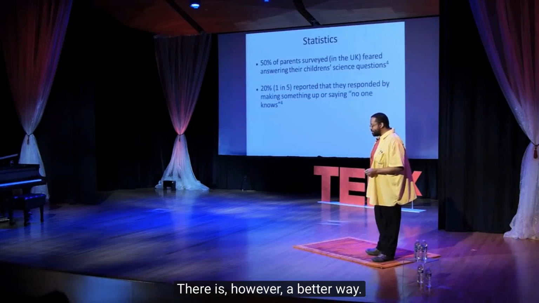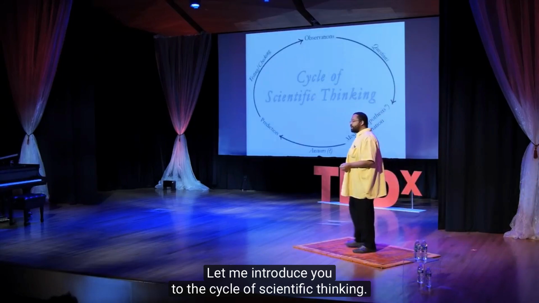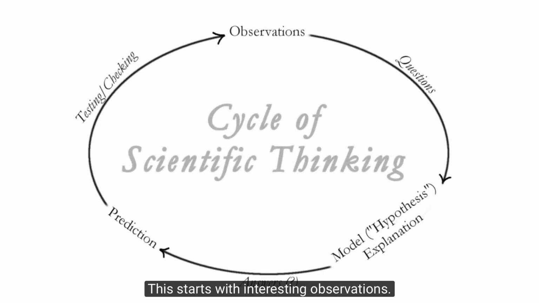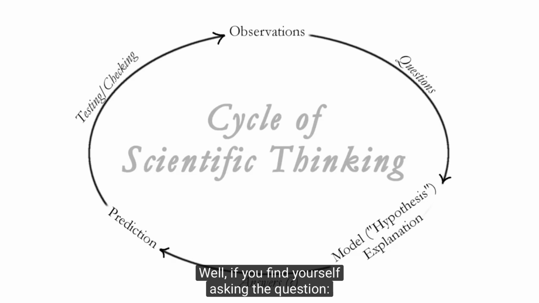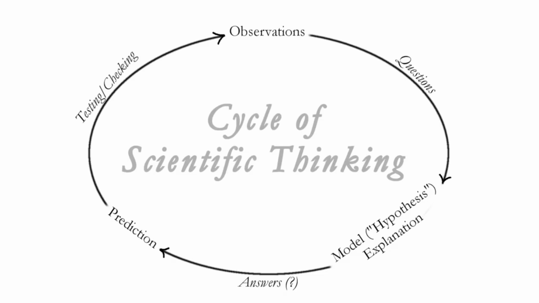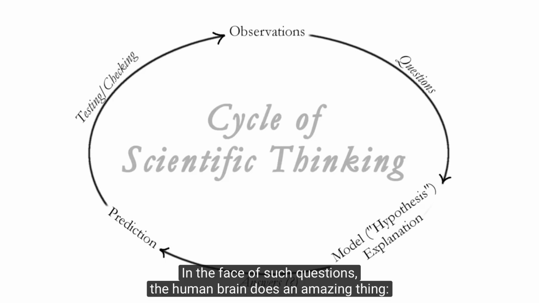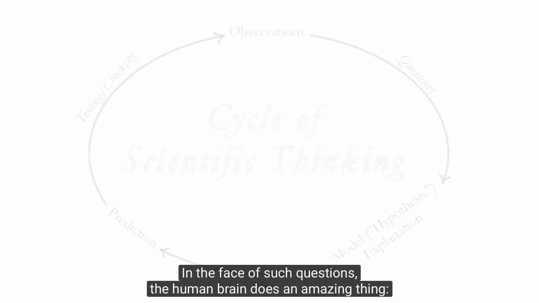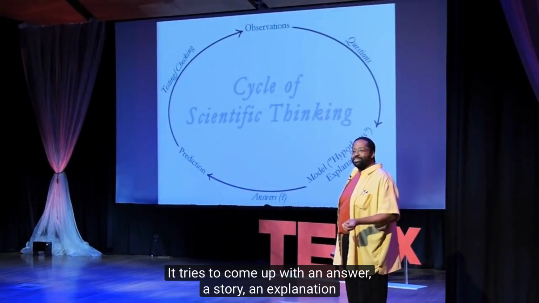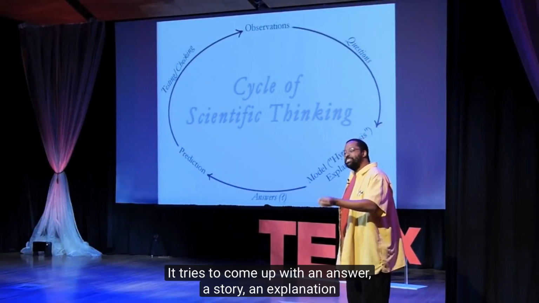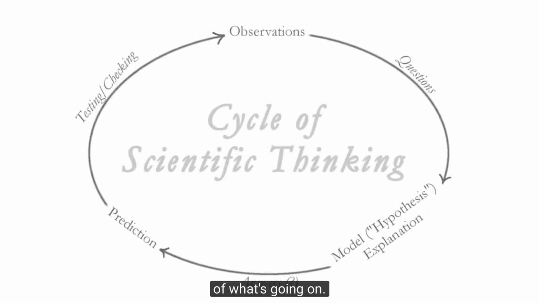There is, however, a better way. Let me introduce you to the cycle of scientific thinking. This starts with interesting observations. What counts as interesting? Well, if you find yourself asking the question, what happened there? Why did that occur? What's going on? It's probably interesting. In the face of such questions, the human brain does an amazing thing. It tries to come up with an answer, a story, an explanation of what's going on.